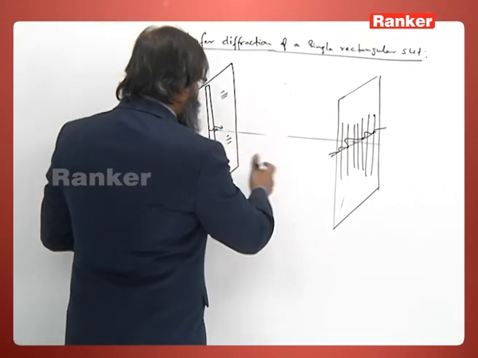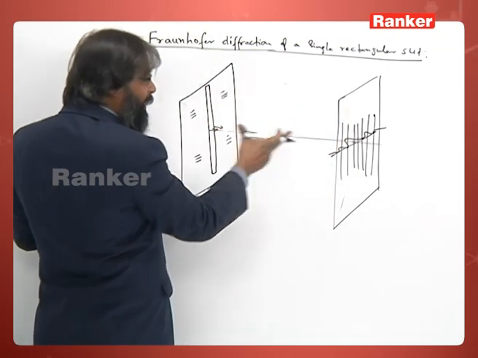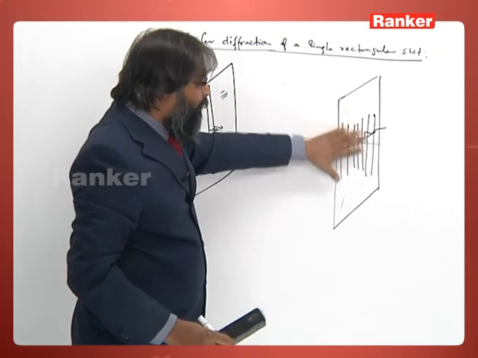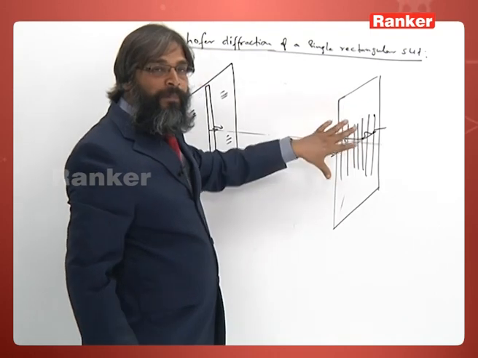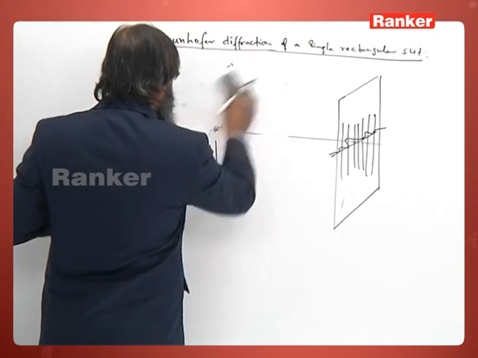So to explain it better, I will draw a horizontal slit and I will show how that spreading of light will take place. How will bands be formed here? What is the diffraction pattern formed here? Then we will calculate it. So once again, I am drawing.